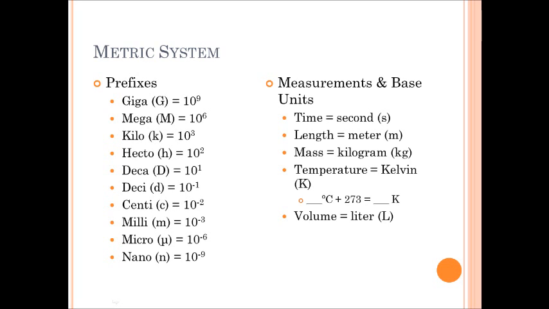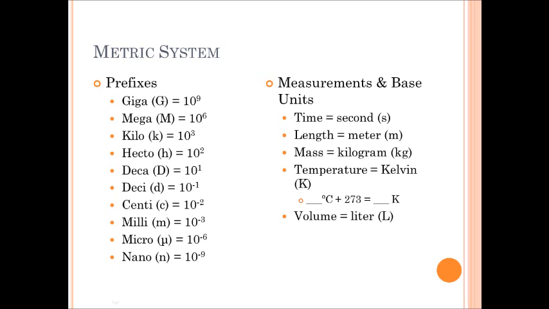We have giga, which is 10 to the 9th, mega, 10 to the 6th, kilo, which is 10 to the 3rd, hecto is 10 to the 2nd, deca is 10 to the 1st, deci is 10 to the negative 1st, centi is 10 to the negative 2nd, milli is 10 to the negative 3rd, micro is 10 to the negative 6th, and nano is 10 to the negative 9th.